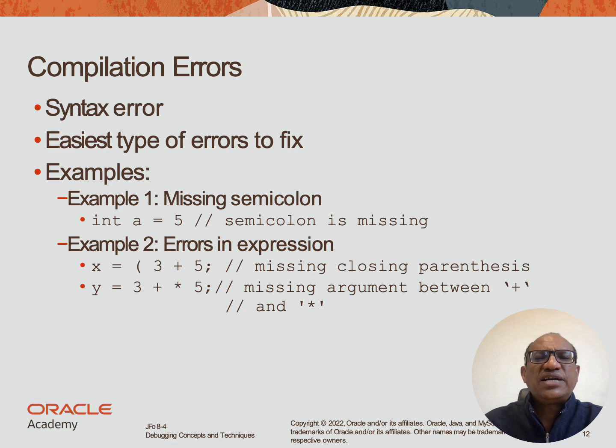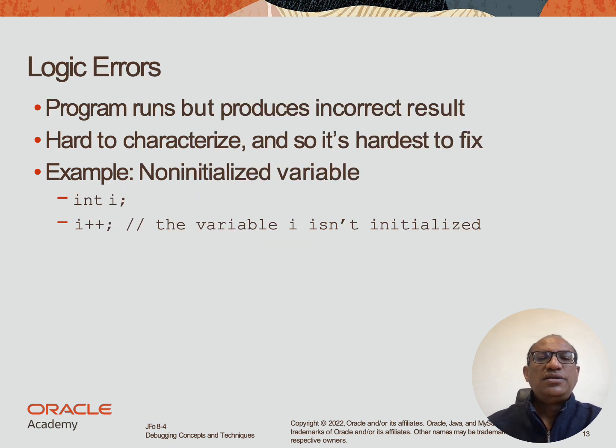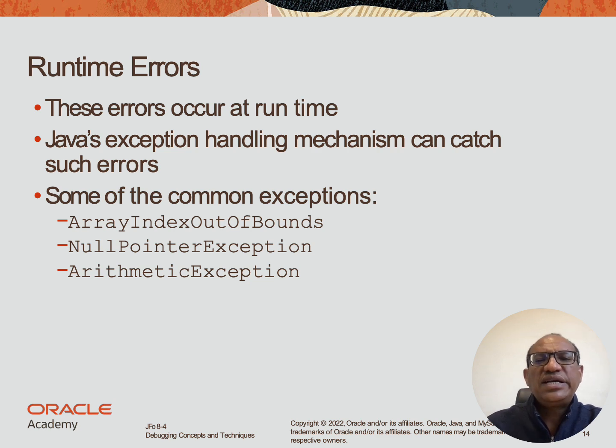Compilation errors, also known as syntax errors, are usually caused by typos or missing symbols. With logic errors, the program runs but produces the wrong result, for instance, using an uninitialized variable. Runtime errors crash the program during execution. Examples: division by 0, accessing a bad array index. Java's exception handling, like try-catch, helps catch many runtime errors. But your best bet is to find bugs early with testing and good debugging.